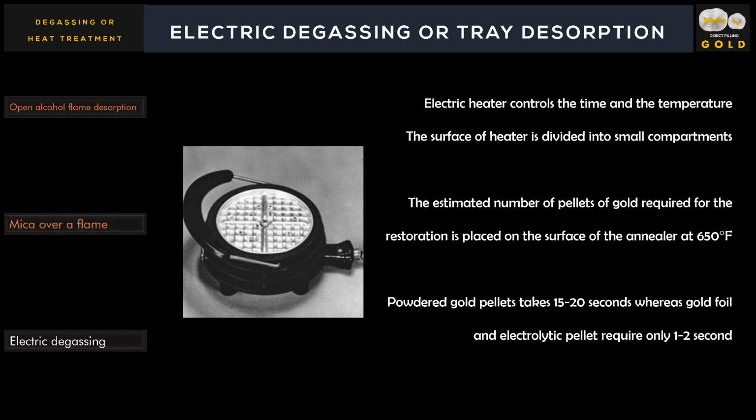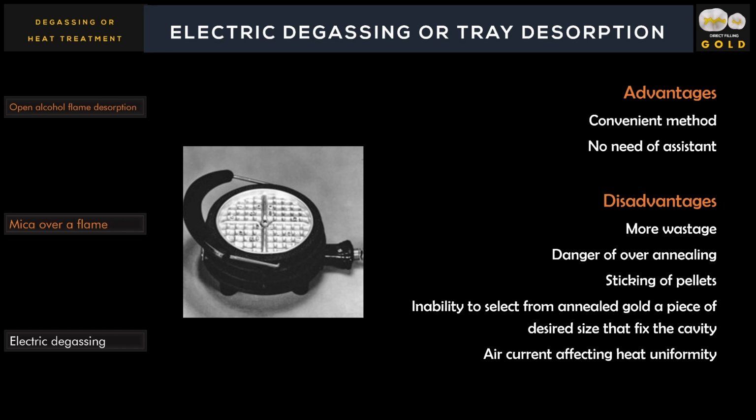So the inability to select the annealed gold is a disadvantage, and the air current can affect the uniformity of the heat. Now let's see a little about the principles of compaction and a little about the compactor.